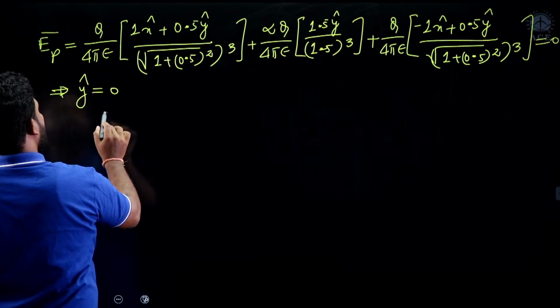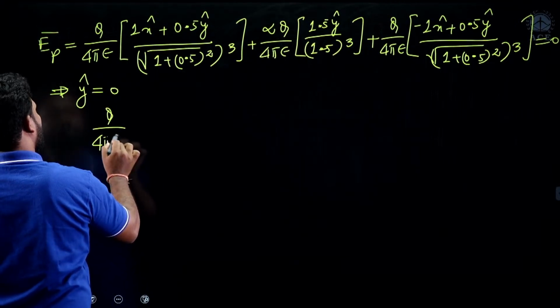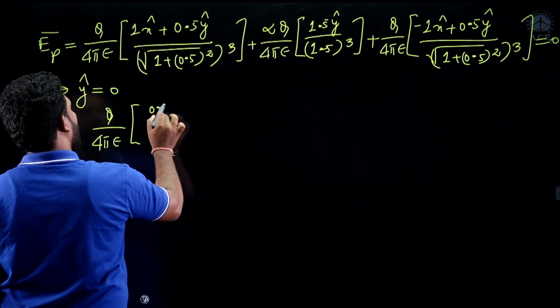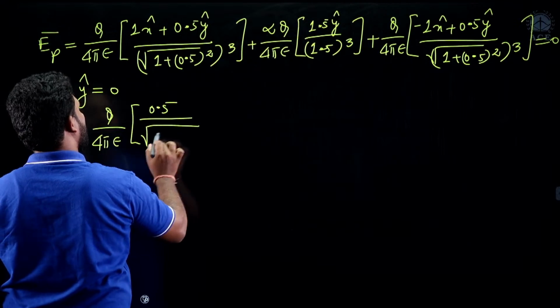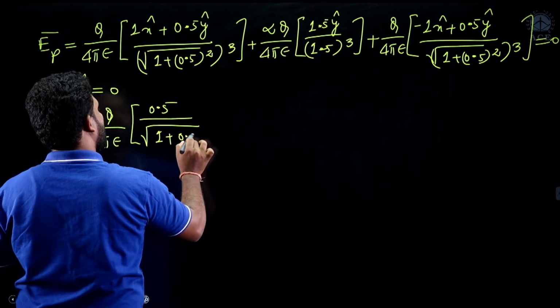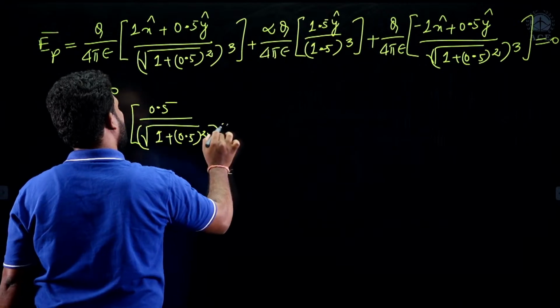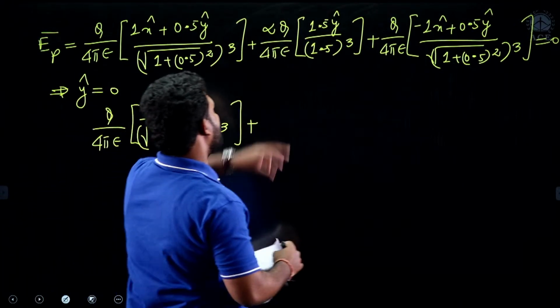What is the y component here? It is Q divided by 4 pi epsilon times 0.5 divided by square root of 1 plus 0.5 whole square, whole cube, plus here is a y component.